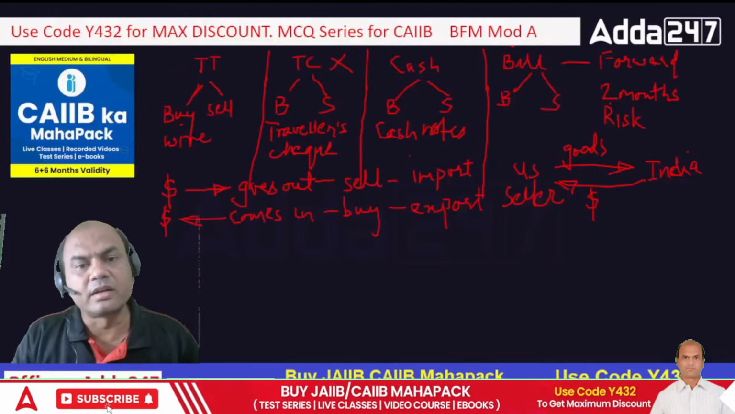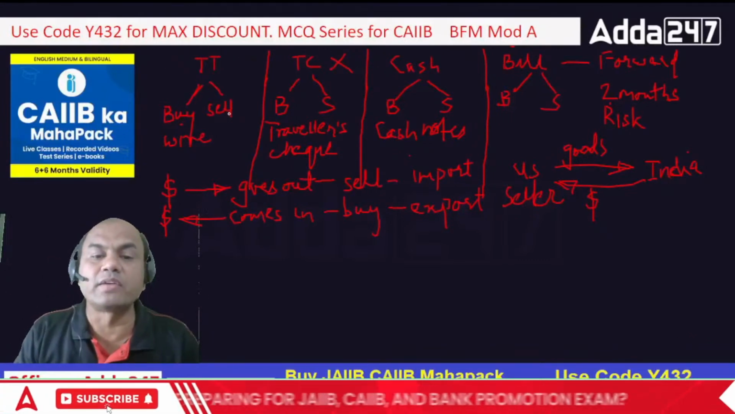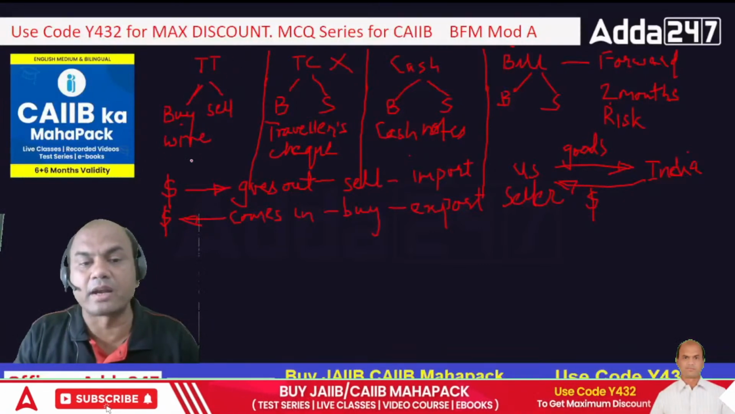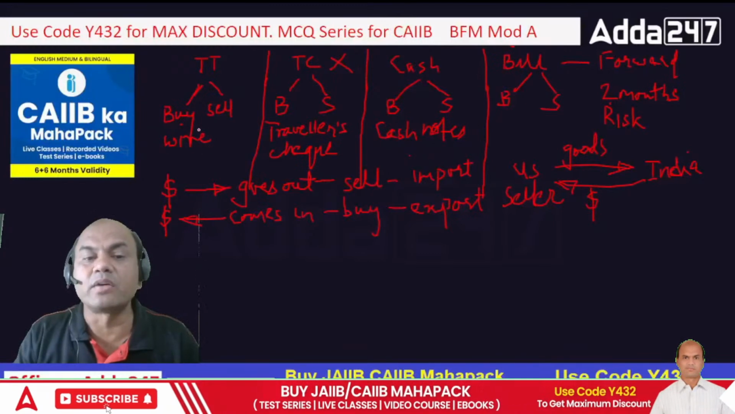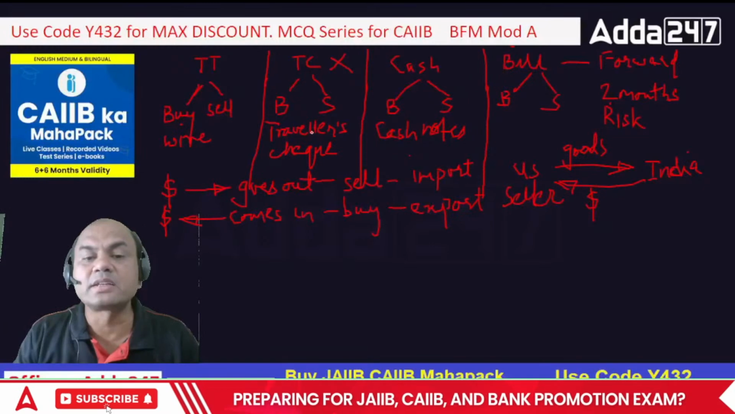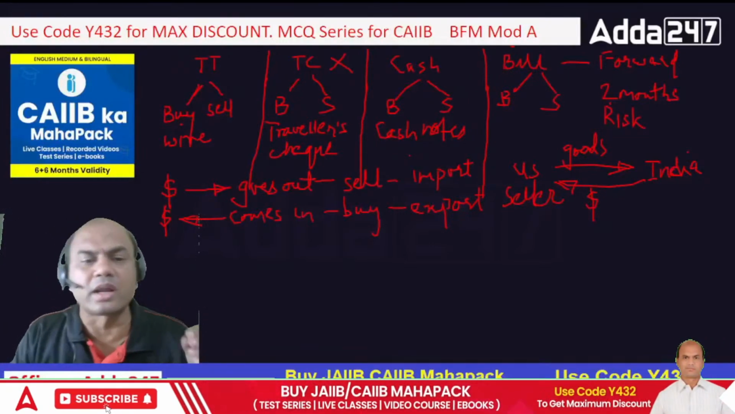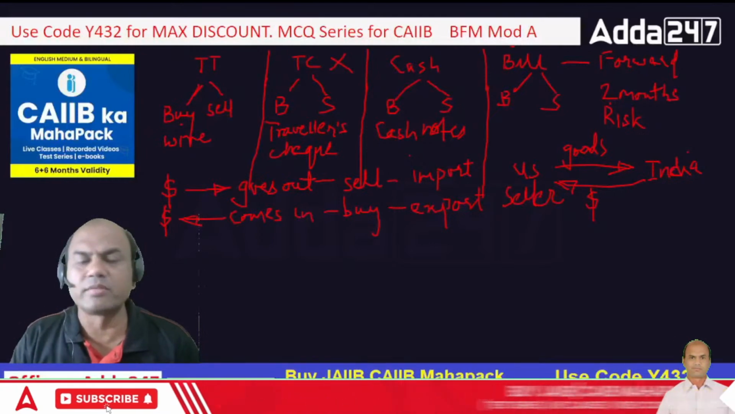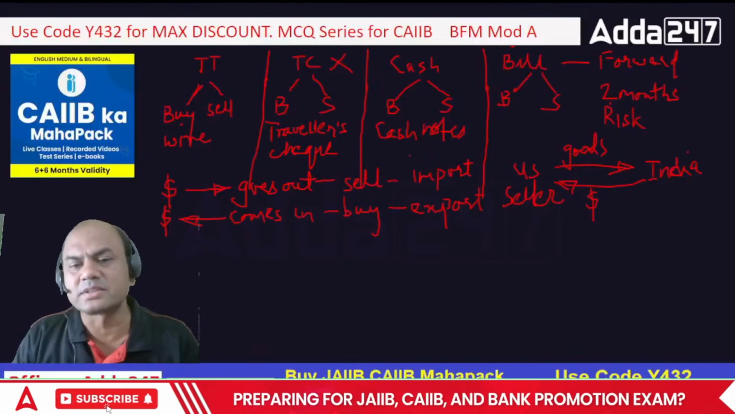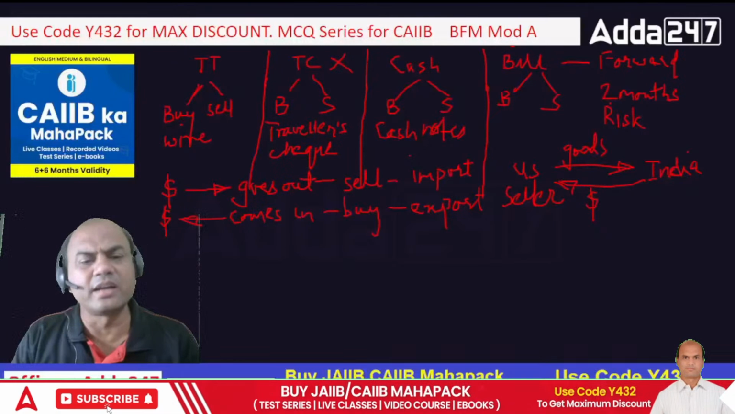What is TT? TT is basically telegraphic transfer. Telegraphic means whenever I receive the money online, a wire transfer. Whenever I receive the money online, it is TT. TC means what? Traveler's checks. They are almost reduced now, very few traveler's checks are being used. Very few countries use them. What is a traveler's check? A traveler's check is like the DD which we had.